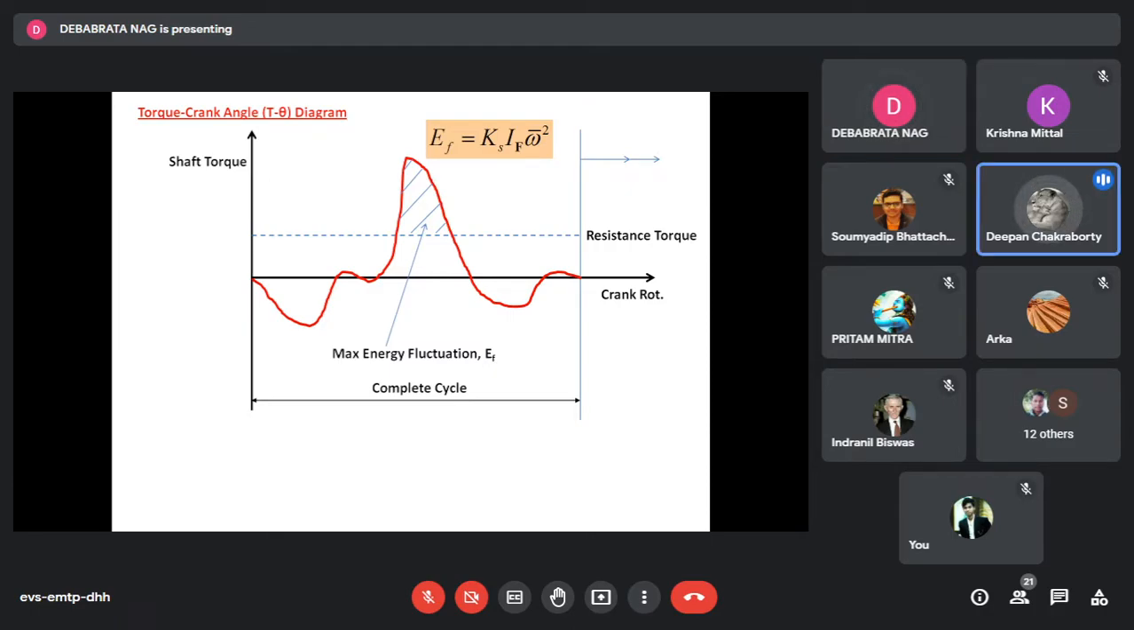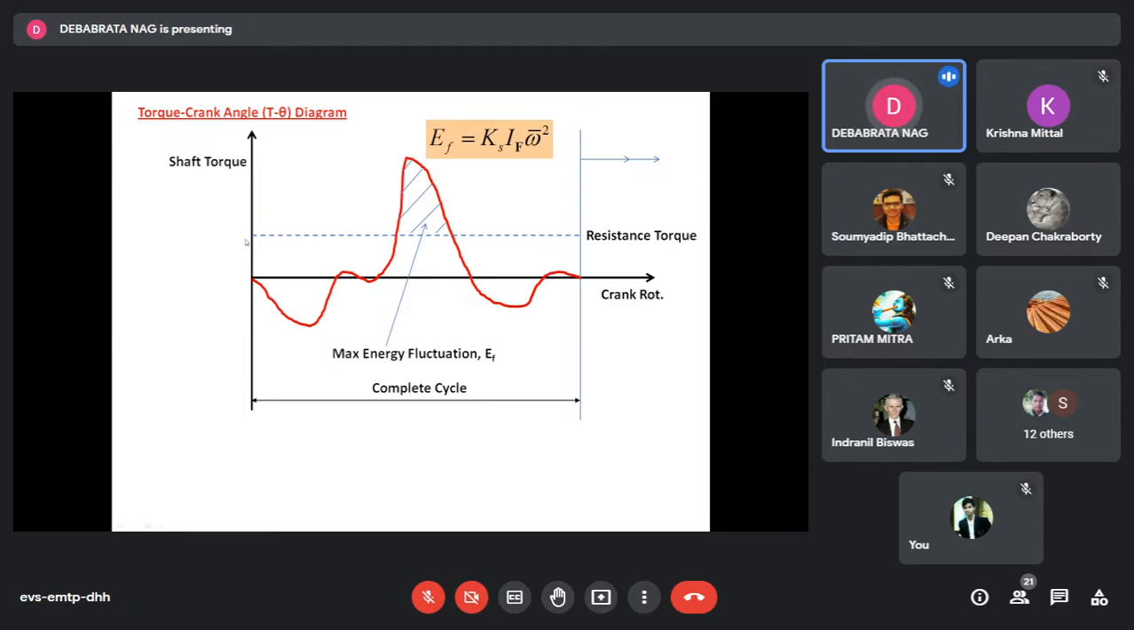Okay. Sir, that negative area, can you explain that part? Negative area means what I told you. The negative area signifies that at any point of time, the area under this diagram indicates energy, because torque multiplied by d theta, integration, gives you the energy. The area under this diagram gives us the energy.